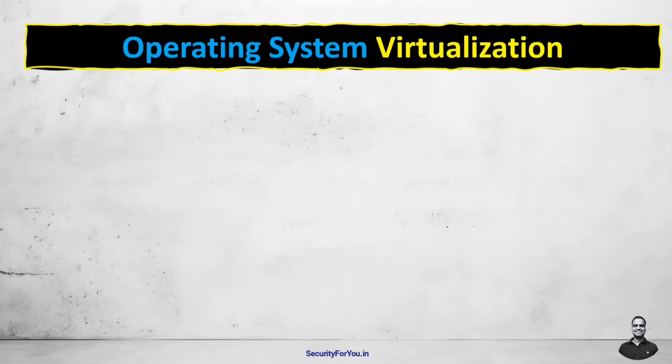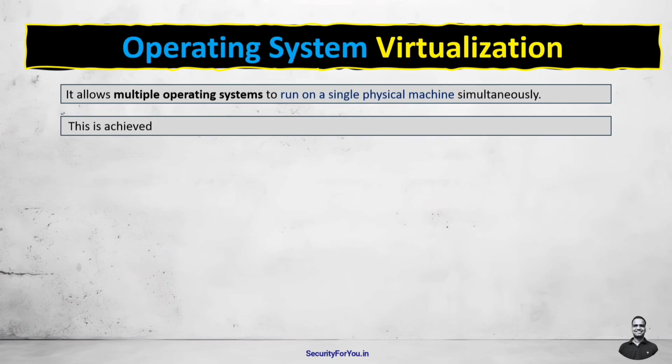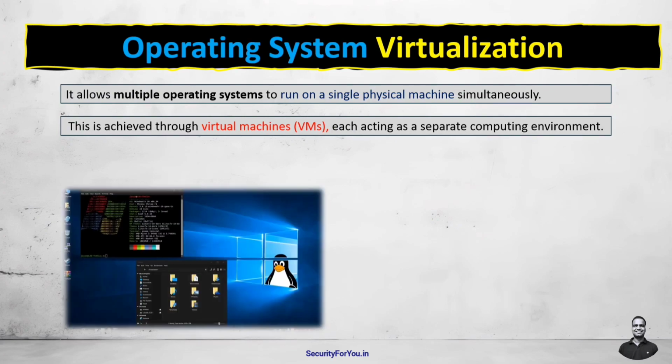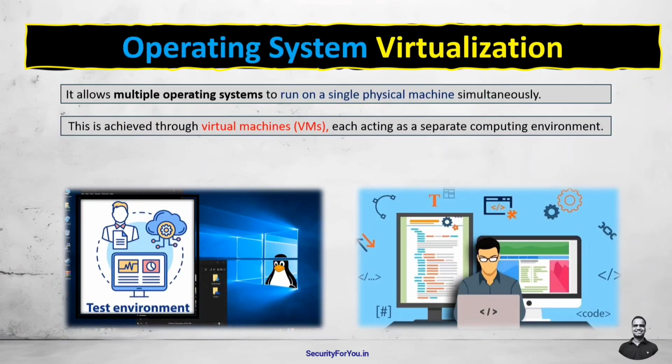What is operating system virtualization? Operating system virtualization allows multiple operating systems to run on a single physical machine simultaneously. This is achieved through virtual machines, each acting as a separate computing environment. For example, like running both Windows and Linux on the same computer. Developers can test their applications on different operating systems without needing separate physical machines, right?